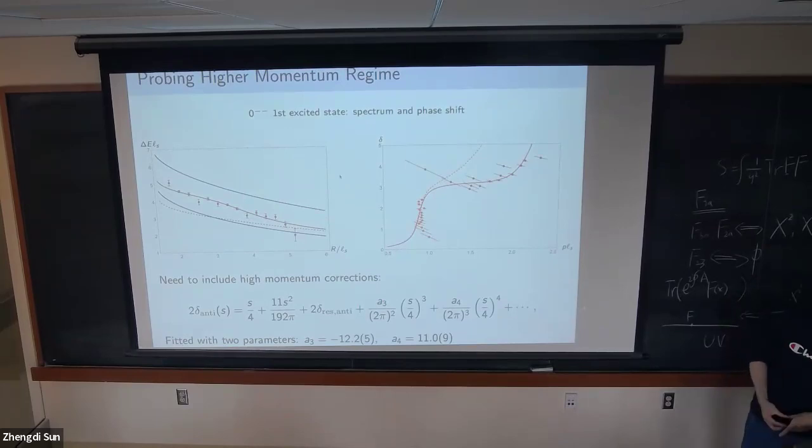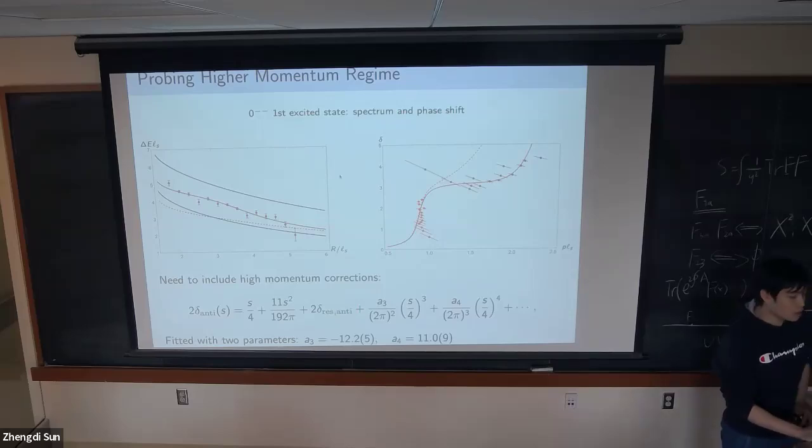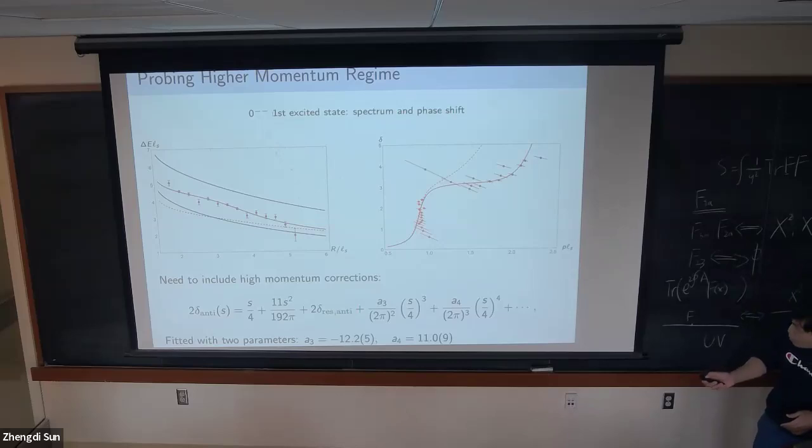One last thing I want to mention here is that in this work we also try to probe the higher momentum regime of the scattering, which is given by this spectrum, the first excited state of the 0 sector, which I show here in red dots. And as you can see, this also has very large deviation from the black lines, which is the GGRT spectrum.